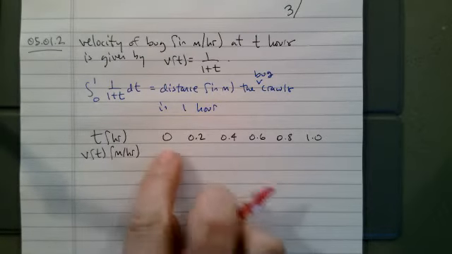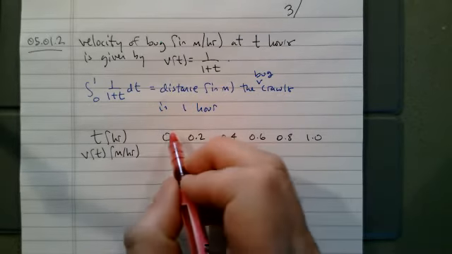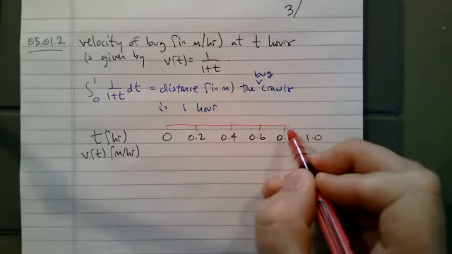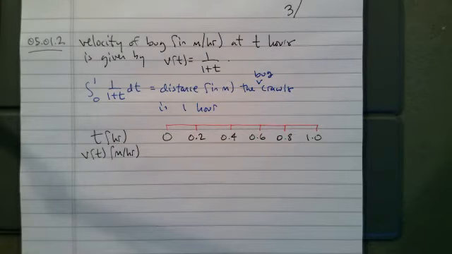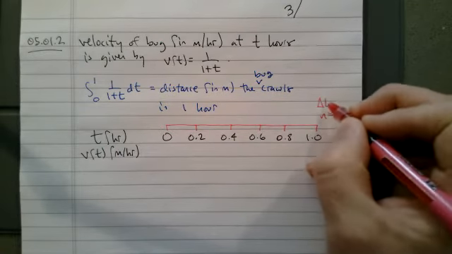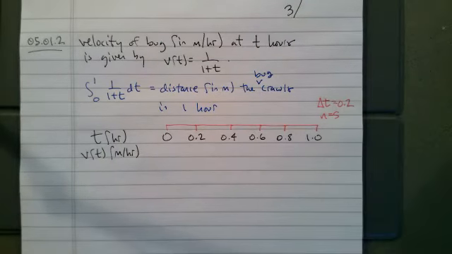So we have 1, 2, 3, 4, 5, 6 points. We have 1, 2, 3, 4, 5 intervals. Looks like they want us to use 5 intervals since we're computing its velocity every 1/5 of an hour. So n is equal to 5, and our delta t is equal to 0.2. So let's calculate the velocity of this bug at each of these times.